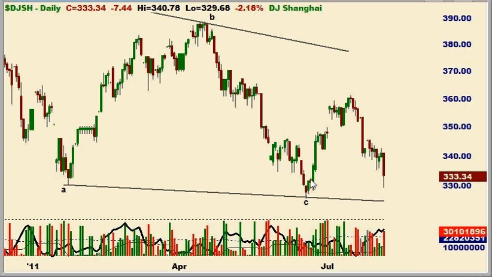You can also count a possible impulse wave to the upside, 1, 2, 3, 4, 5, and what counts best, I think, so far is a corrective decline, and the most important part of this is that so far we have a higher low above that June low in the Shanghai.